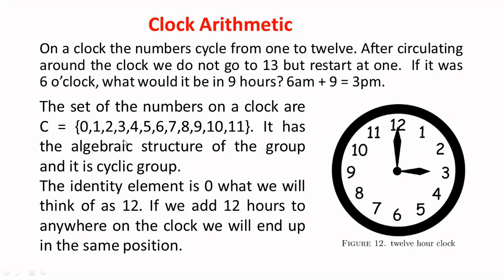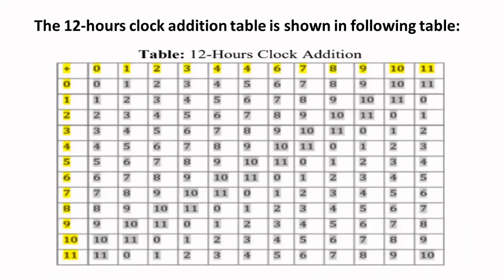The set of numbers on a clock is 0 to 11. It is an algebraic structure of a group, and it is a cyclic group. The identity element is 0, which we will think of as 12. If we add 12 hours to anywhere on the clock, we will end up in the same position. This is the 12-hour clock addition table for this group.